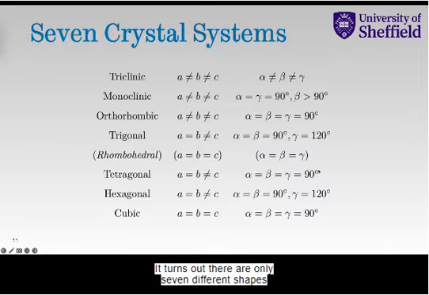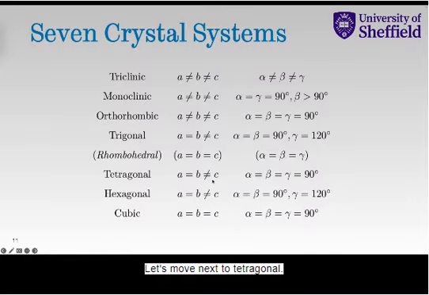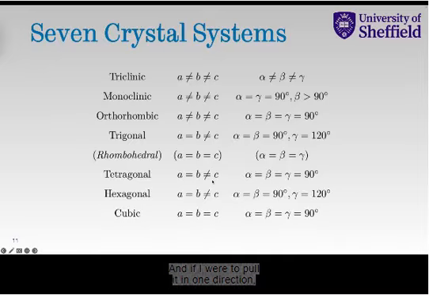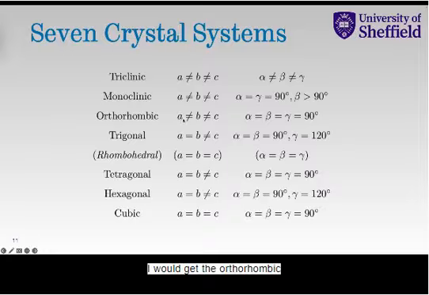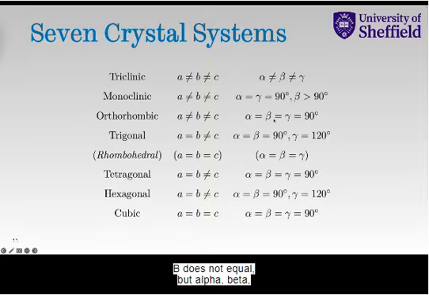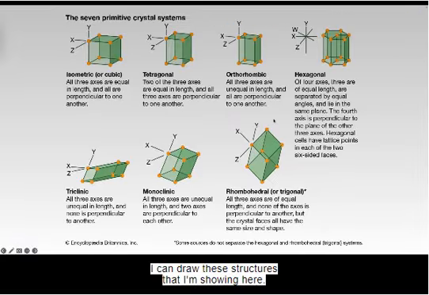And it turns out there are only 7 different shapes of cell that I could have that would be translationally periodic in 3 dimensions, and they have these. So cubic, we've got these orthogonal axes, A equal to B equal to C. Let's move next to tetragonal. This is where I take my cubic structure, and if I were to pull it in one direction, that would make one axis a slightly different length, but I've maintained all the 90-degree angles. And then if I were to pull it in another direction, I would get the orthorhombic structure, where A does not equal B, does not equal C, but alpha, beta, and gamma are still all equal to 90 degrees. So I can draw these structures that I'm showing here.